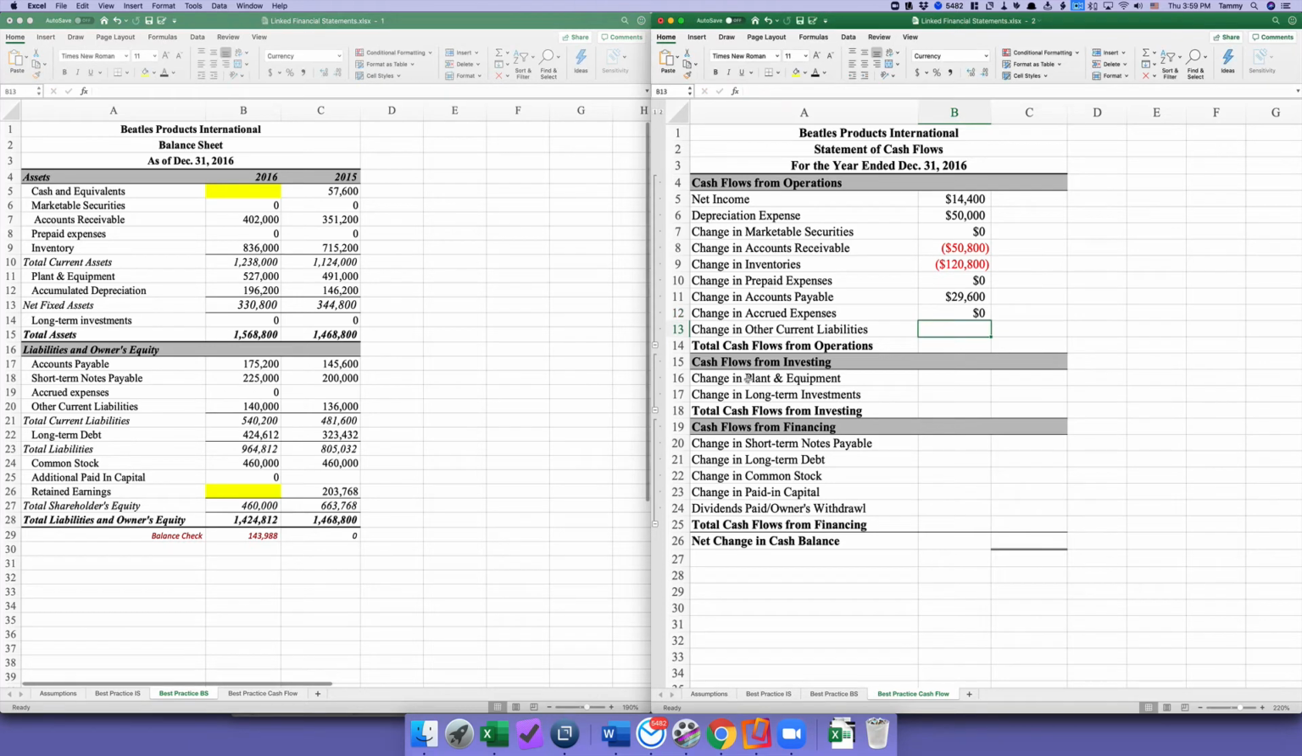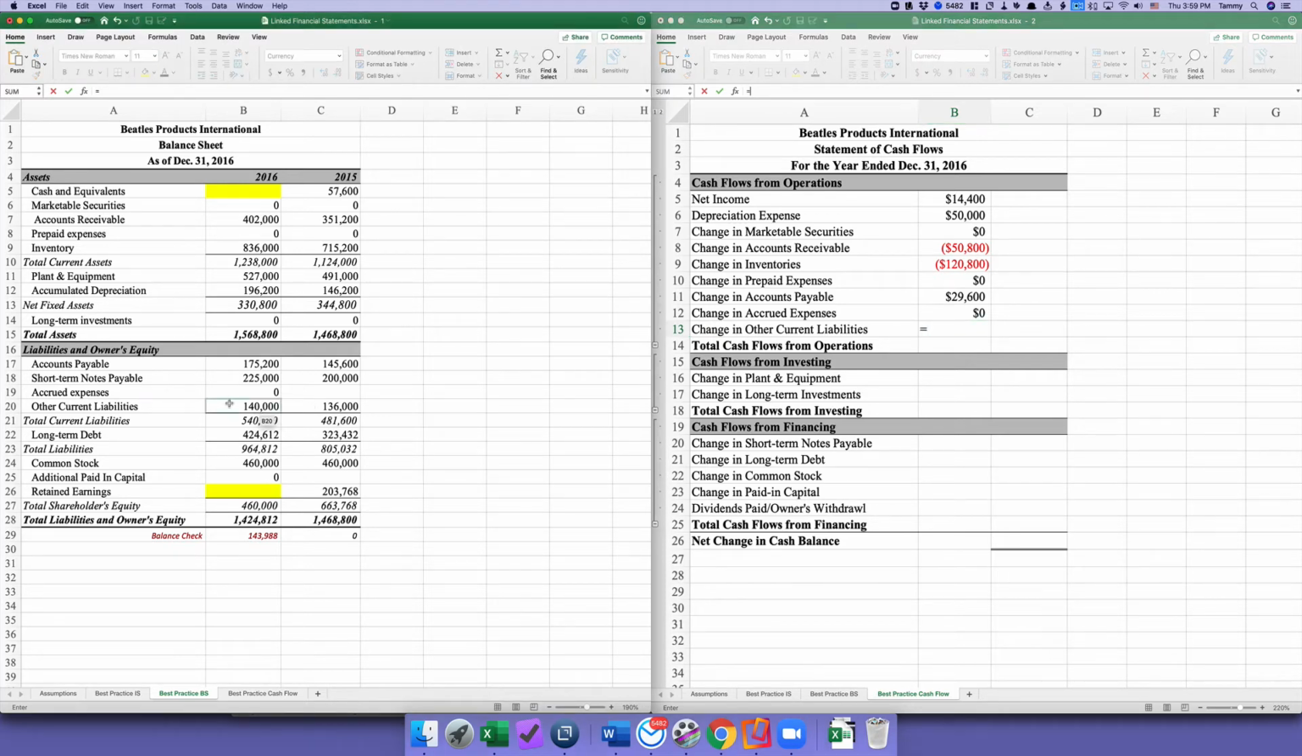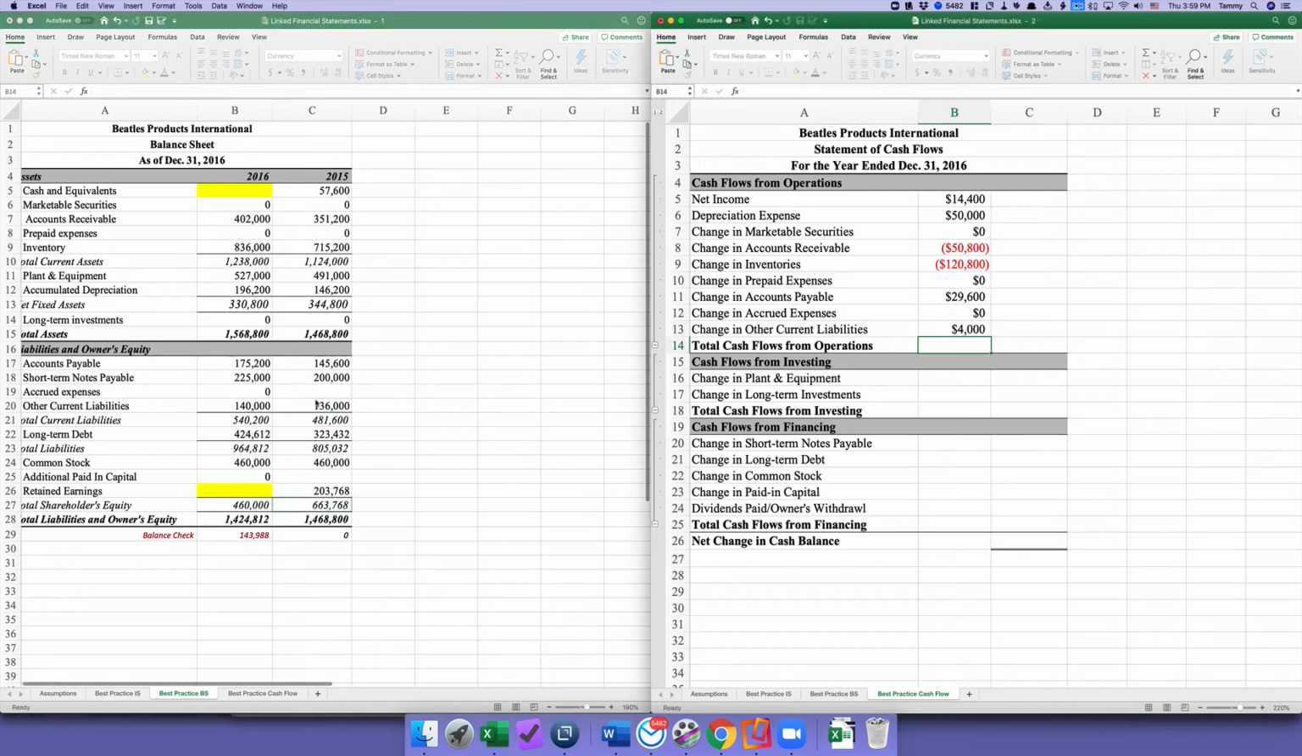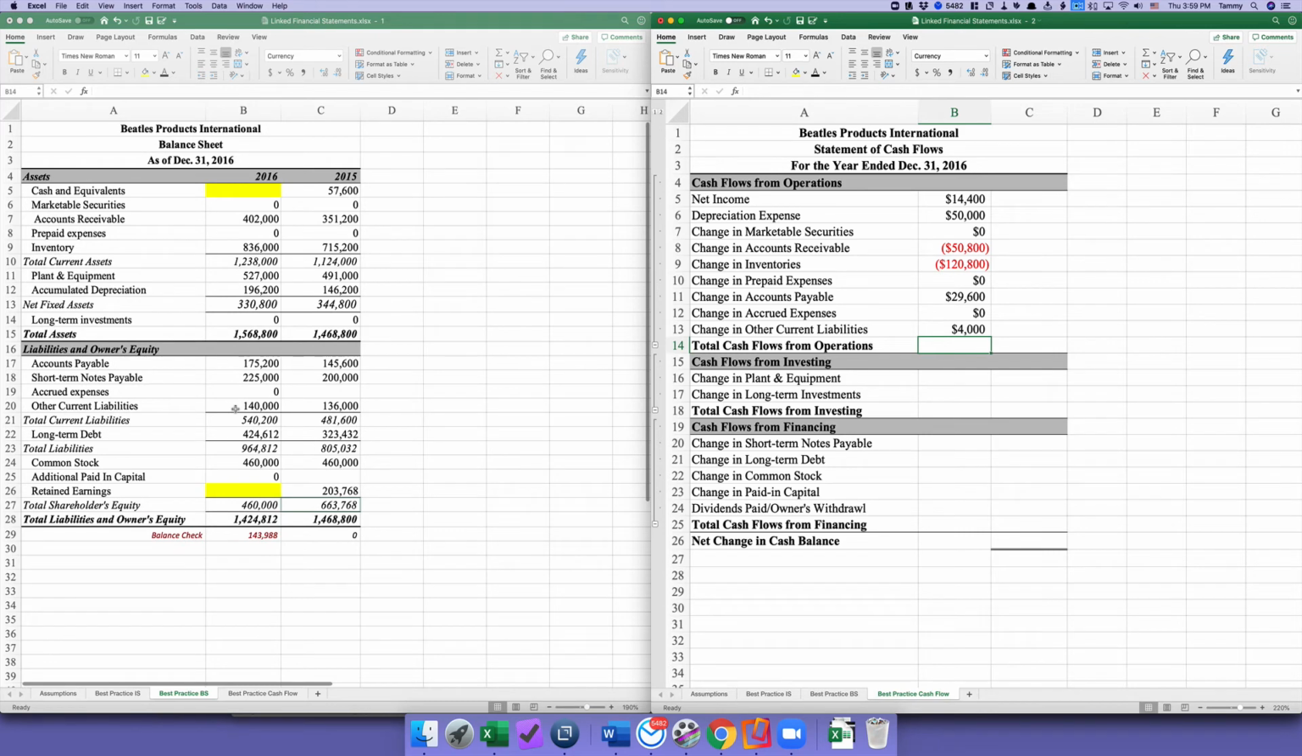Now, you might be coming along here and thinking, well, wait a minute, where's notes payable? Remember, notes payable is a financing activity. It shows up down here. So the only other thing we have up here is a change in our current liabilities, and again, it goes this year minus last year. So we have $4,000 more in accrued liabilities, in other current liabilities.